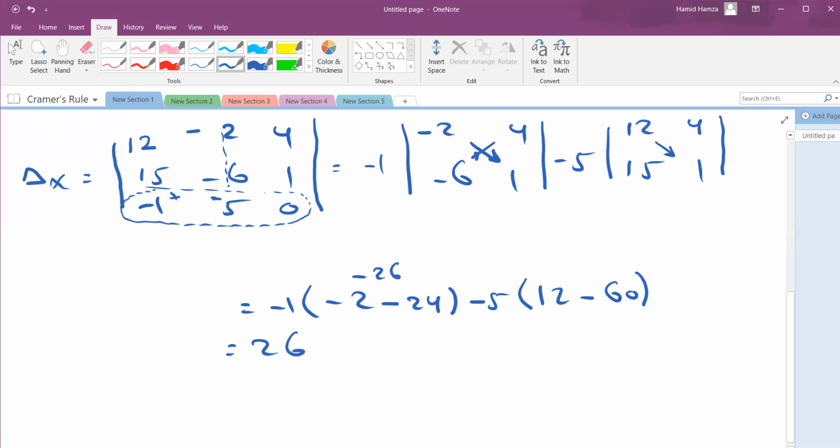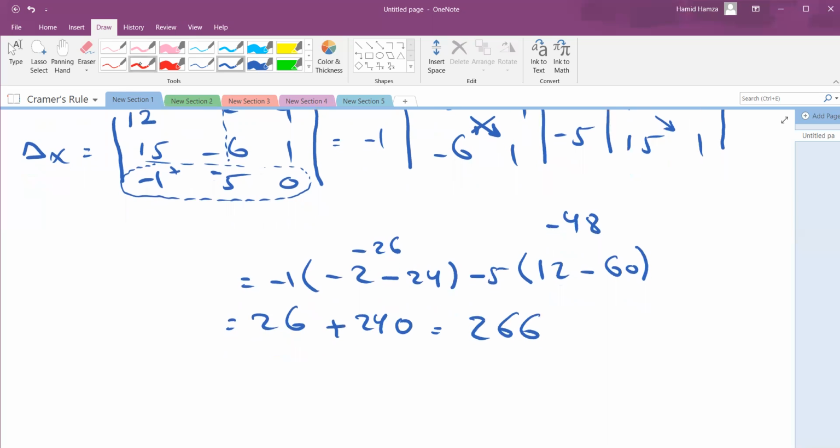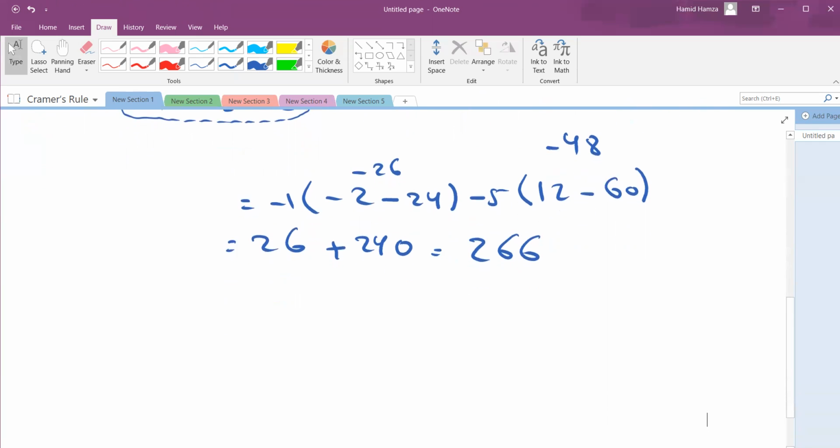So the answer will be positive 26 for the first part, and 12 minus 60 is negative 48, multiplied by negative 5, so it will be plus. Let me multiply: 5 by 8 will be 40, 0, and keep 4, 240. So the answer will be 266. Then we will find delta y.